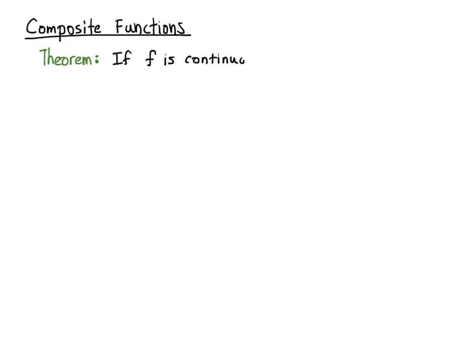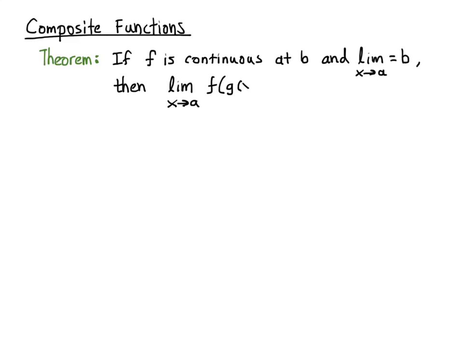Anyway, okay, so let's look at composite functions now. We did a little bit of functional algebra. We multiplied functions, divided functions, added functions. So what happens in composite functions now? Let's say we have a function f that's continuous at b, and the limit as x goes to a of g(x) equals b. Let me make a change here, because this should be f at g equals b.